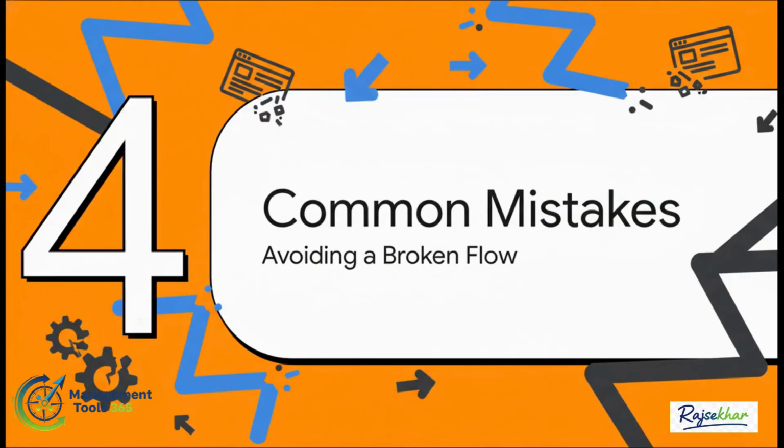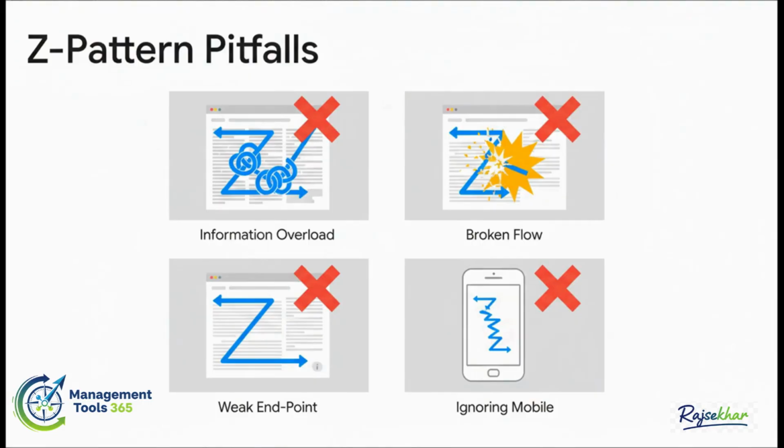Okay, this all sounds pretty straightforward, right? But it's actually really easy to mess this up. Knowing what to do is only half the battle. You also need to know what not to do. The number one killer of a good Z pattern? Information overload. If you throw a wall of text on the page, forget it. Users will just switch to scanning in an F pattern and your whole layout fails. Another big one, don't waste that bottom right corner. That is your prime real estate. It's for your main CTA, not your copyright notice. And please remember mobile. On a phone, that Z basically collapses into a straight vertical line, so your CTA has to be just as obvious and easy to tap.